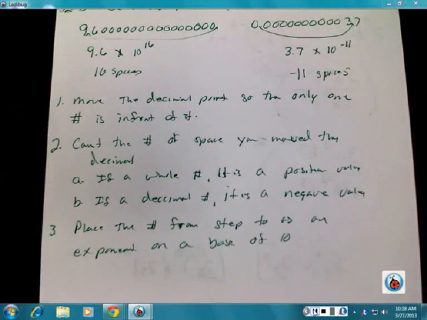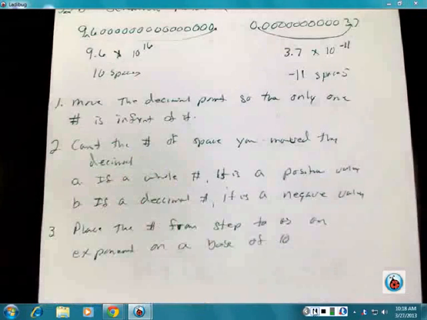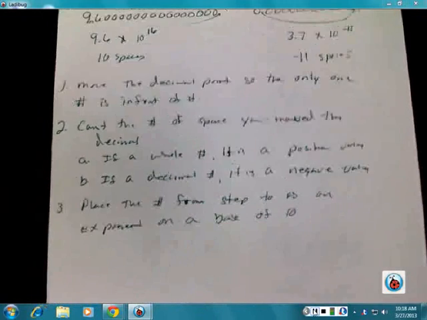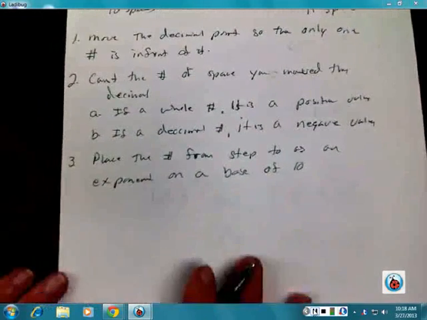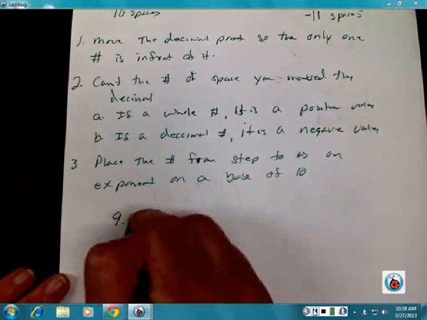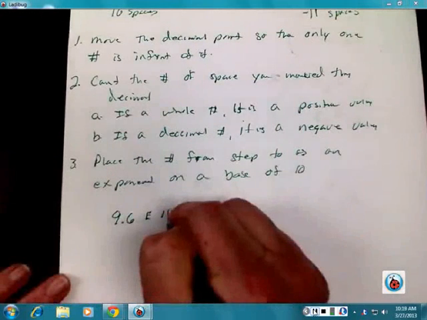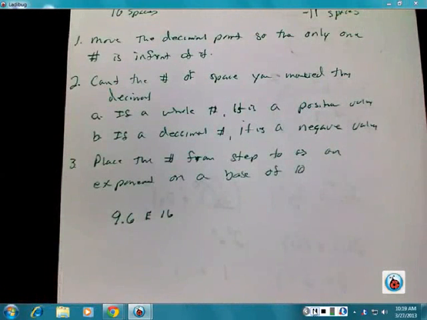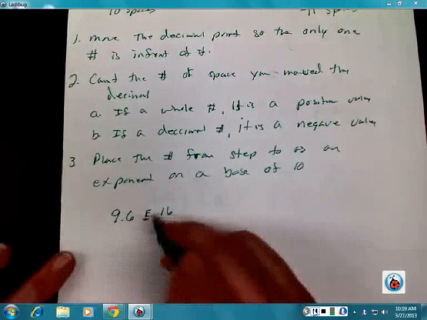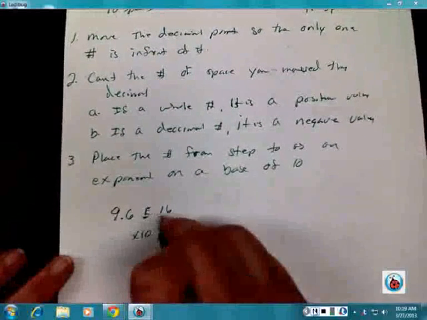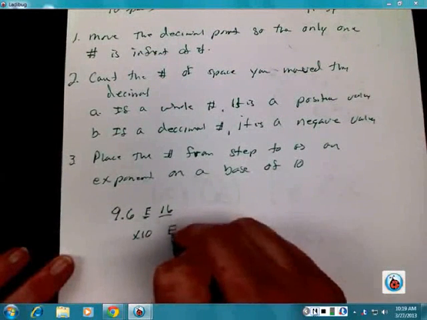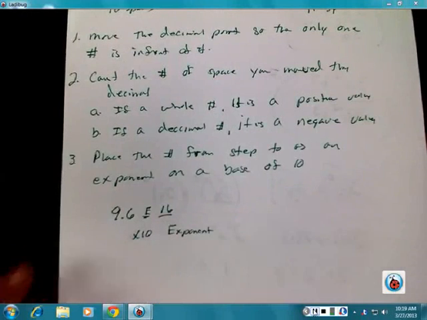When you work with the calculator and it gives you a number and an E, what does that mean? The E means times 10. If you get one of these scientific numbers on your calculator, usually they give you 9.6 with an E, and then the exponent, like the one we just did. The E means times 10, and the 16 at the end is the exponent.